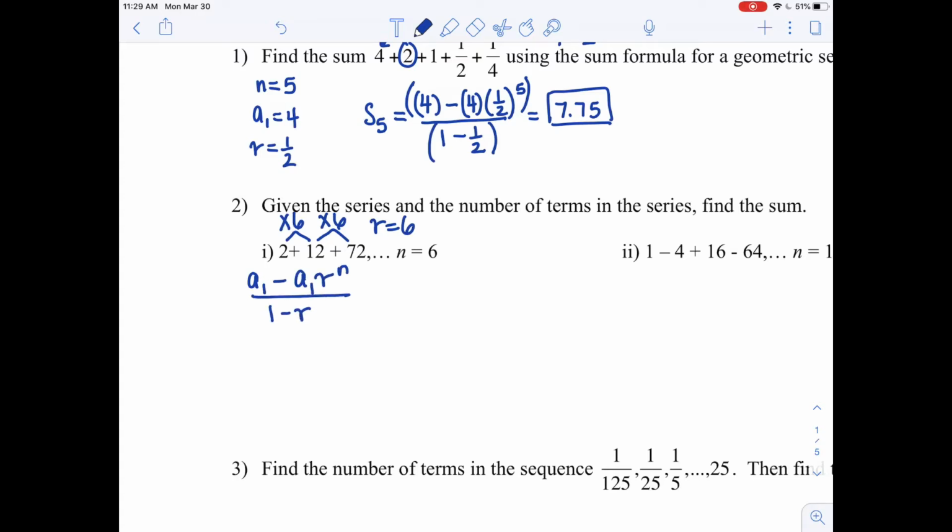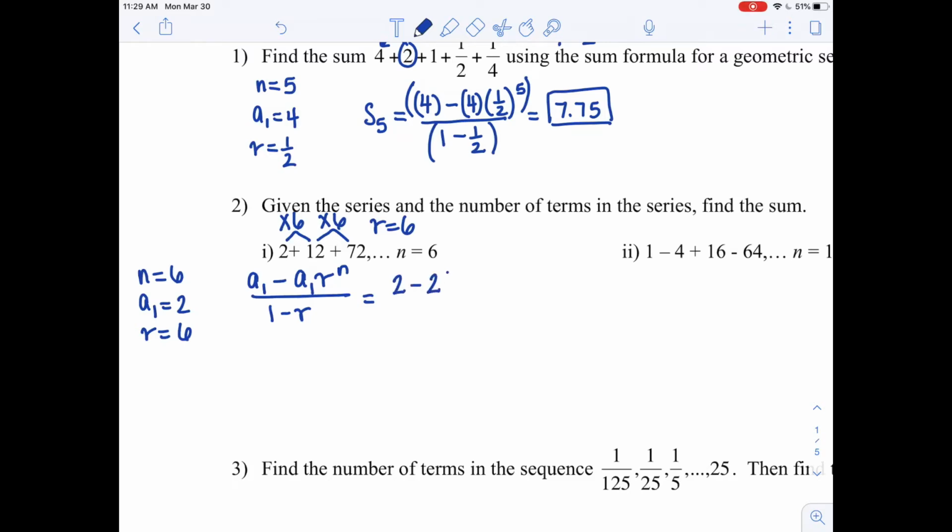So the formula is a1 minus a1 r to the n all over 1 minus r. That's the sum of our terms. So we need to know how many terms we have. We have 6. We need to know what's the first term. The first term is 2. We need to know what's the common ratio. The common ratio is 6.